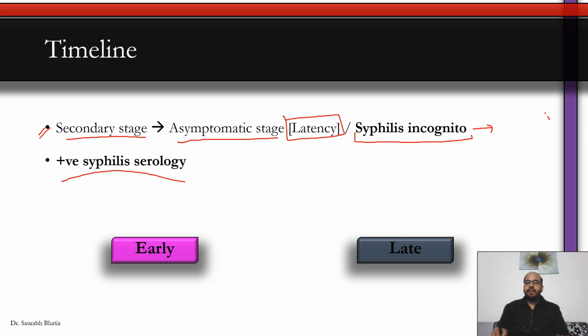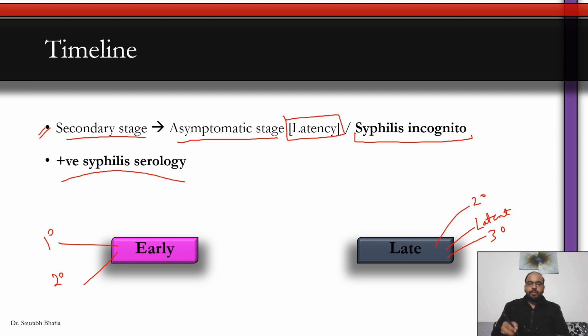For example, in early stage, let me just write it down again. In early stage, you can have the primary chancre, you can have the secondary rash also. In late stage, you have the secondary rash also, you can have latent, and then you can have tertiary syphilis. Okay.